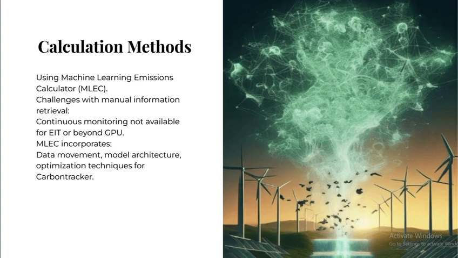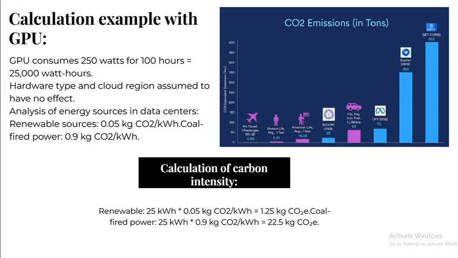Similarly, the reason we cannot use the Carbon Tracker tool is because it utilizes the CPU, which incorporates data movement, model architecture, and optimization techniques. And these are beyond what we can obtain. This part is an explanation of the calculations. For instance, with a GPU consuming 250 watts of power and being used for 100 hours, which results in 25,000 watt-hours of energy consumption, and it is assumed that the hardware type and cloud region where the compute took place have no effects on the calculation.